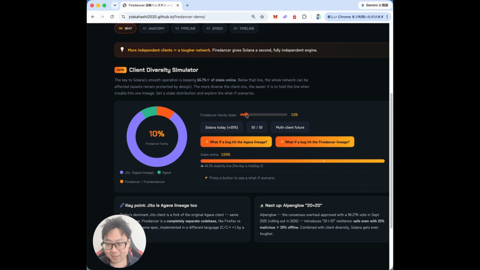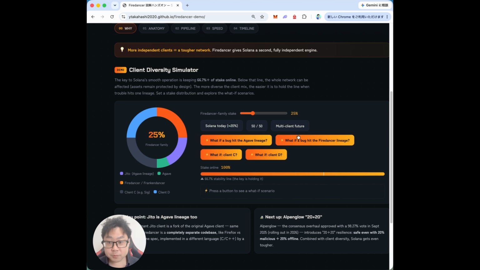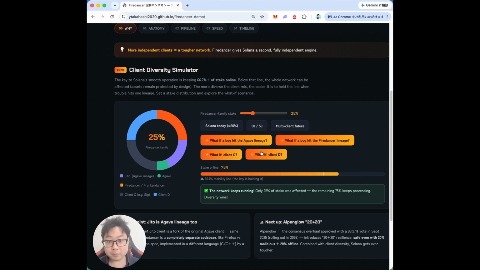And as a bonus, this has opened the door to a multi-client future. As diversity grows further, the network becomes less and less affected by a bug in any single client. For example, in a multi-client future, what if a bug hits the Agave lineage? No problem, Firedancer is unaffected. Okay, it's a multi-client future.